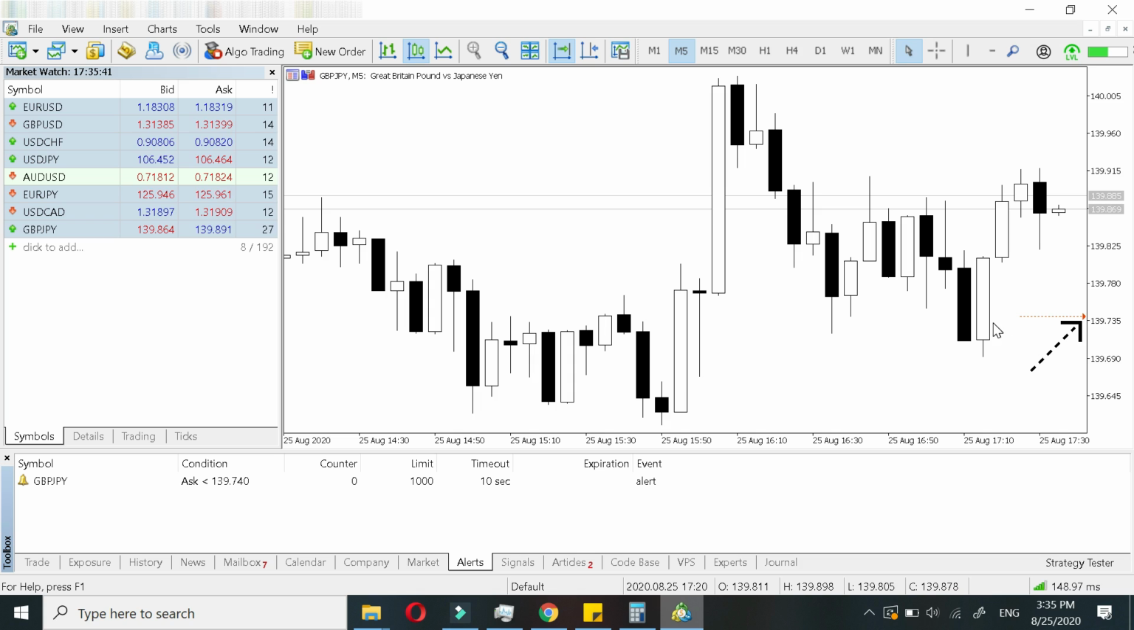Do you see this red arrow? This is the actual alarm level. You can adjust it by dragging it up or down. It's better to set it slightly above your desired entry point to give you some time to get ready to place your trade.